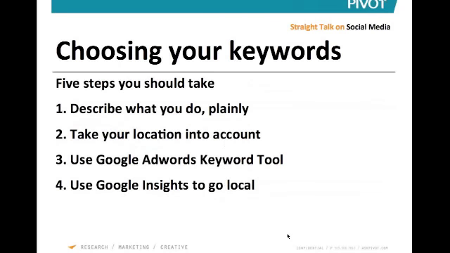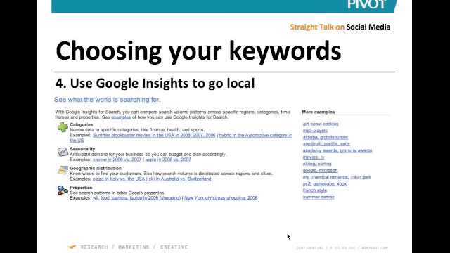Number 4 is use Google Insights, specifically for local information. Google Insights, again, just Google that phrase, Google Insights, and you'll find it. But Google Insights is another tool provided by Google to help you figure out which keywords you should be using. I'm going to show you an example of that, again, using telephone as an example. First, though, just to give you an idea of what Google Insights promises to offer to you.